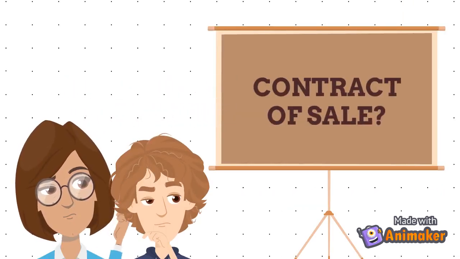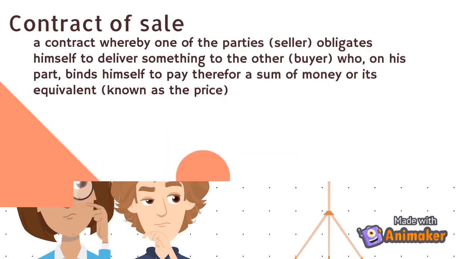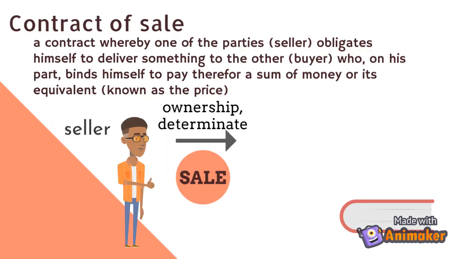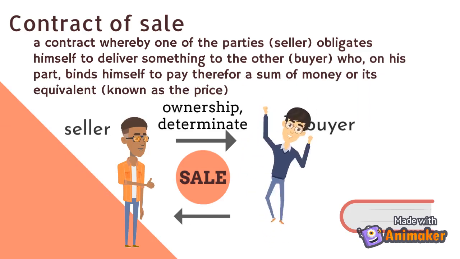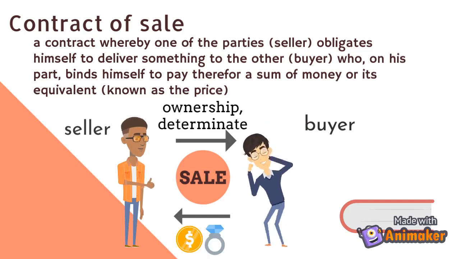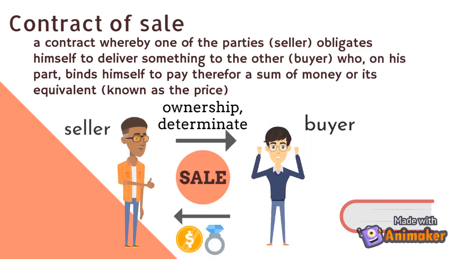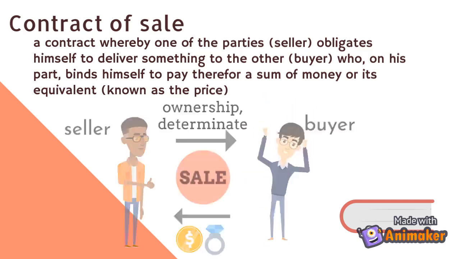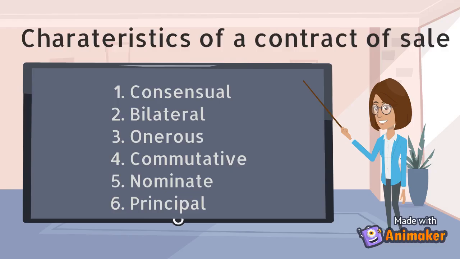What is a contract of sale? It is a contract whereby one of the parties, the seller, obligates himself to deliver something to the other, who on his part binds himself to pay therefor a sum of money or its equivalent as its price. Here are the characteristics of a contract of sale: consensual, bilateral, onerous, commutative, nominate, and principal.